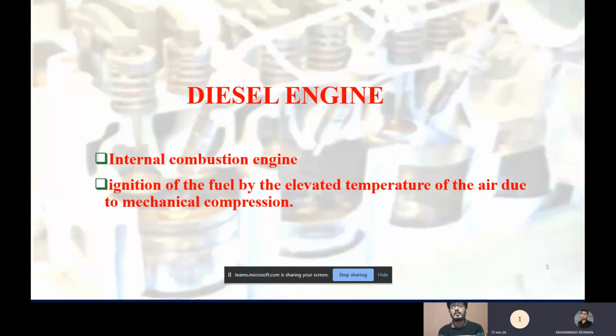Now, first, what is a diesel engine? Basically, a diesel engine is an internal combustion engine where the ignition of fuel is done by the elevated temperature of air due to mechanical compression. Basically, the diesel engine is a CI engine, compression ignition engine, where the hot air is compressed and then used to ignite the fuel.